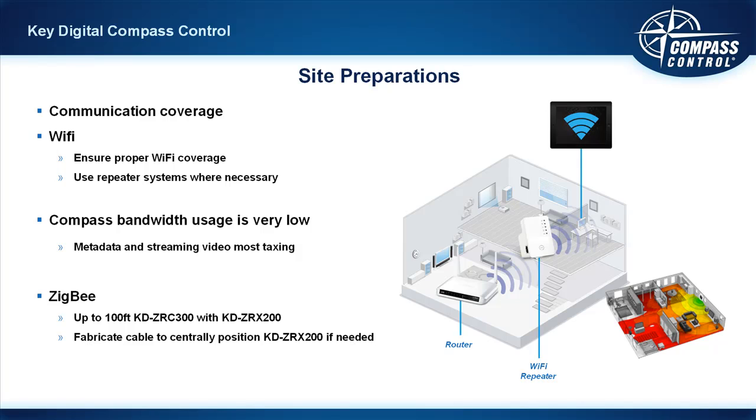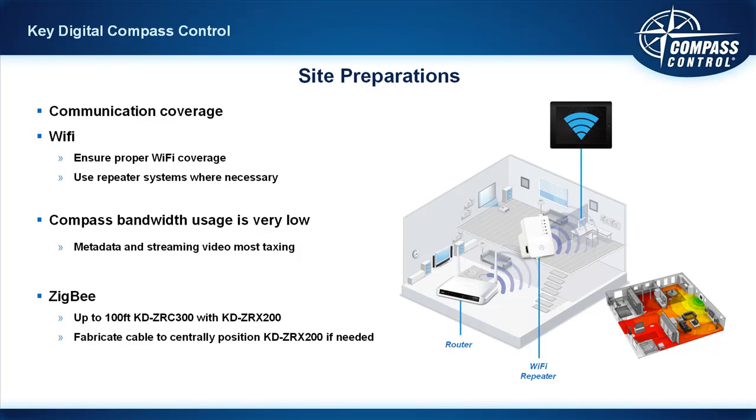Finally, the ZigBee, which is what we talk about, the ZRC300. How does that communicate to the MC1000? The ZRC300 communicates via ZigBee to the ZRX200, the ZigBee receiver, and then a hardwire to the MC1000.